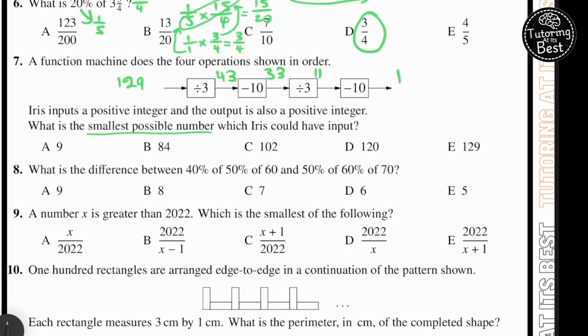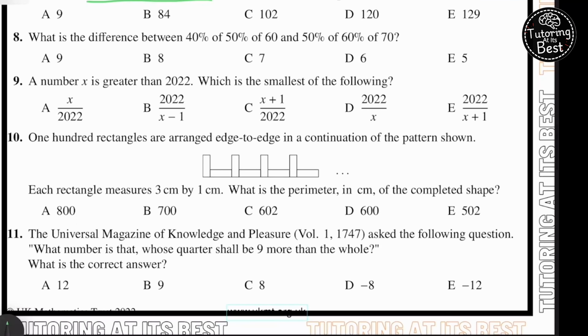So we see from this that the input, being 129, gives us an output of 1. So we can deduce that 129 is the smallest integer that she could have input, as we have now got 1. And this assumes that if we input a number that is smaller than 129, the output will be smaller than 1. Amazing. Let's go for question 8.